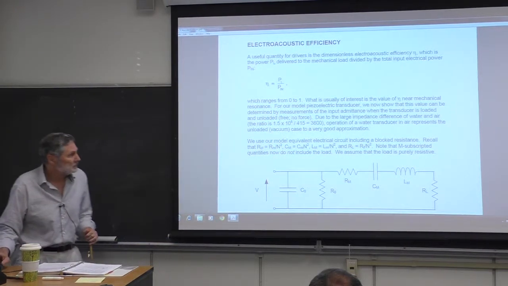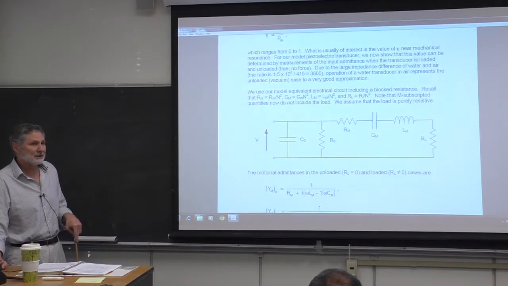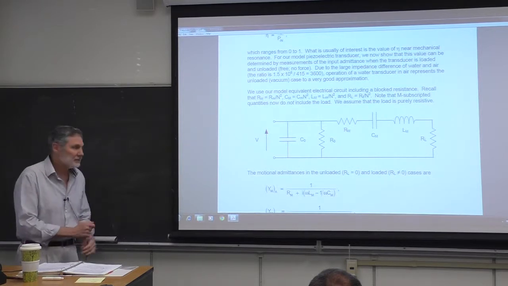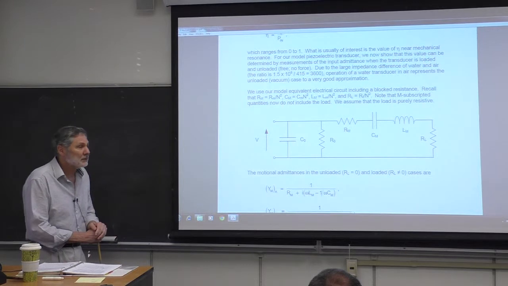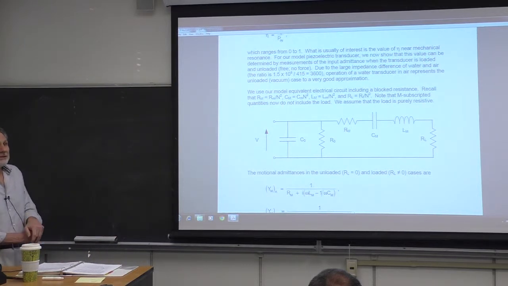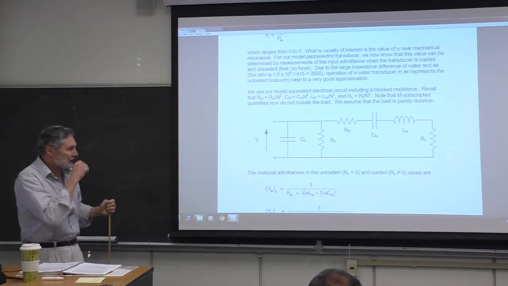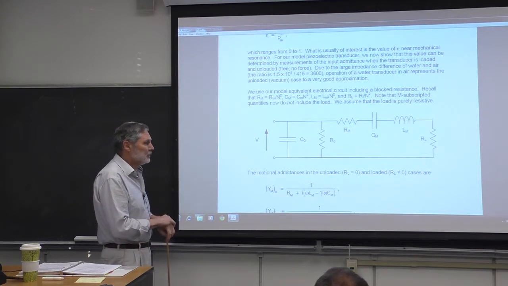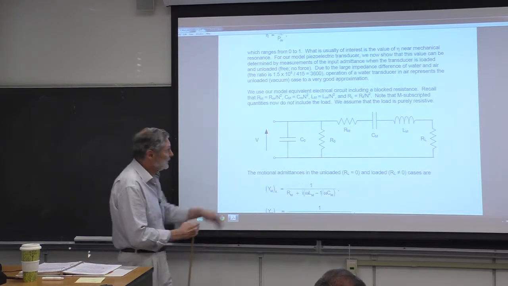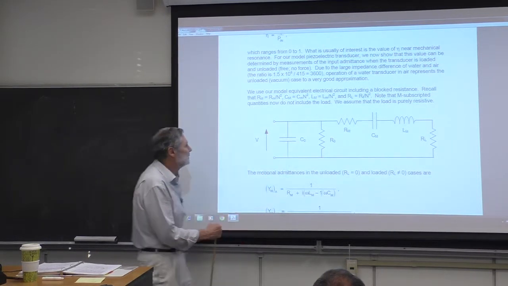Here's our model circuit for the piezoelectric. I'm asking you to accept it now, and we will eventually explicitly prove it in one case. We'll settle for that because you'll find that derivation is pretty challenging, but it's well worth it because it's the one case where we can eventually derive this.